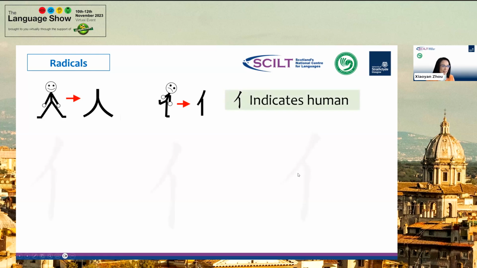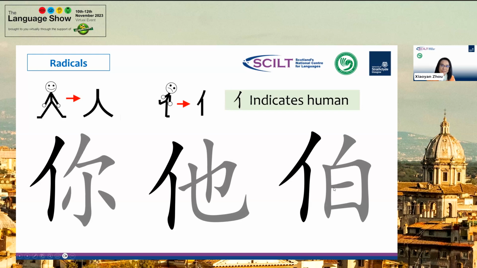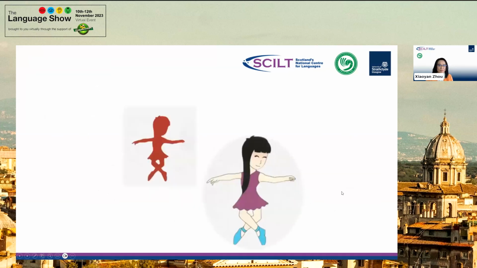Okay. There are three characters that have the person radical. The first one, you know already, that means you. The second one means he or him. The last one means uncle. They are all human beings, so they all have the person radical on the left. Okay, let's move on to the next group.